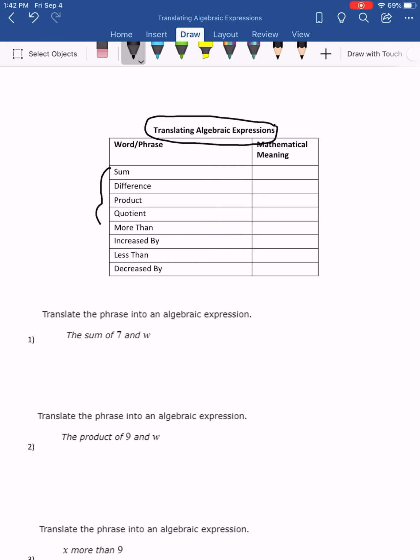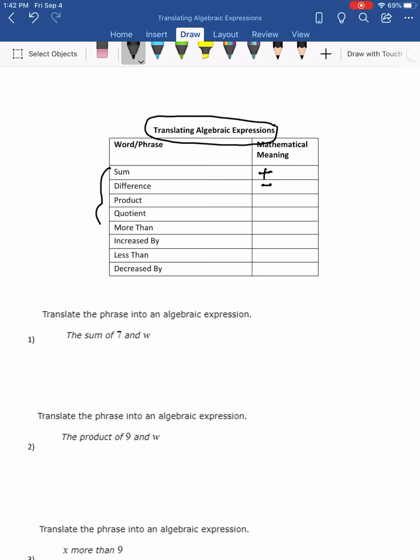Okay, so sum, you should remember, means addition. So the sum of 3 and 4 is 7. All right, difference means subtraction. So the difference between 10 and 8 is 2, because 10 minus 8 is 2.